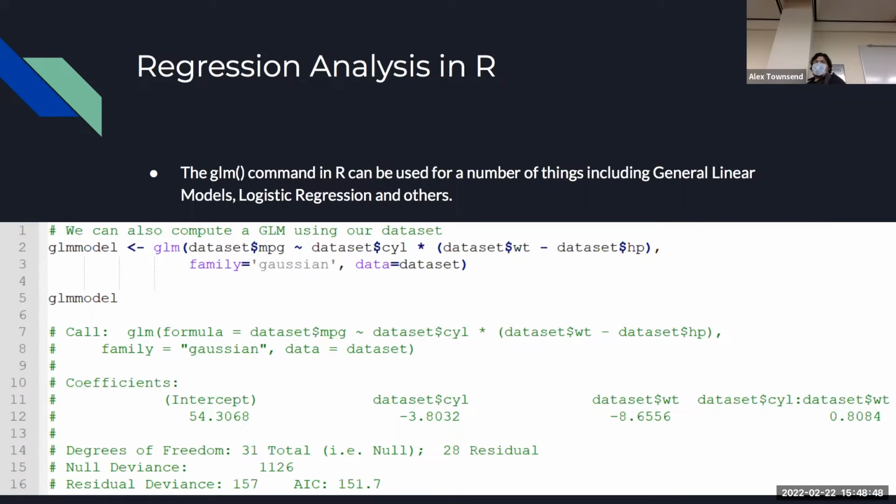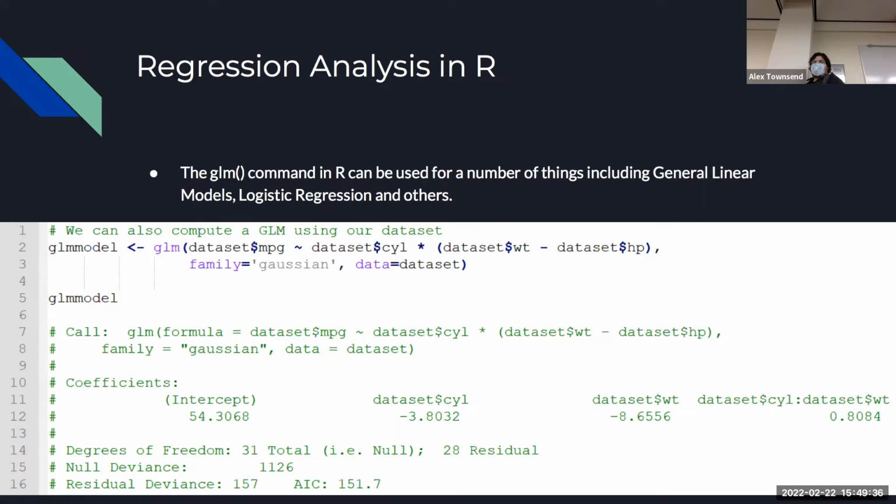Another thing we can do is something called GLM, which is R's concept of generalized linear models and also generalized anything models. So you can type GLM, and then specify the variable you want to predict, and after the tilde sign, specify the formula for the variables you want to predict and how you think they're related to one another. In this case, we're looking at cylinders times the difference between weight and horsepower. This is just one of many different formulas you could specify.